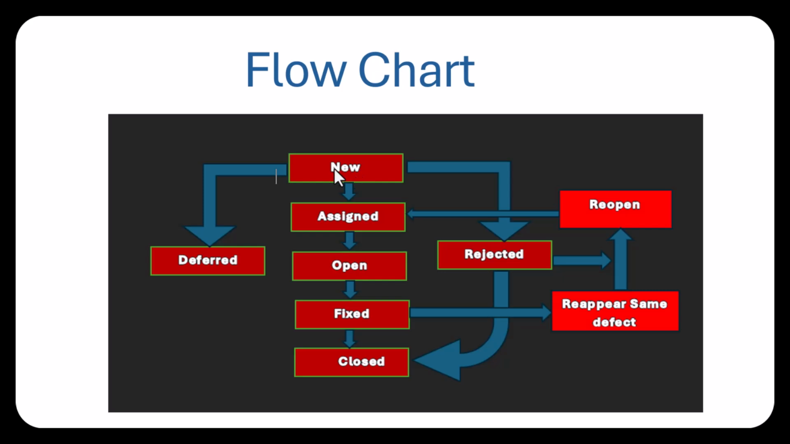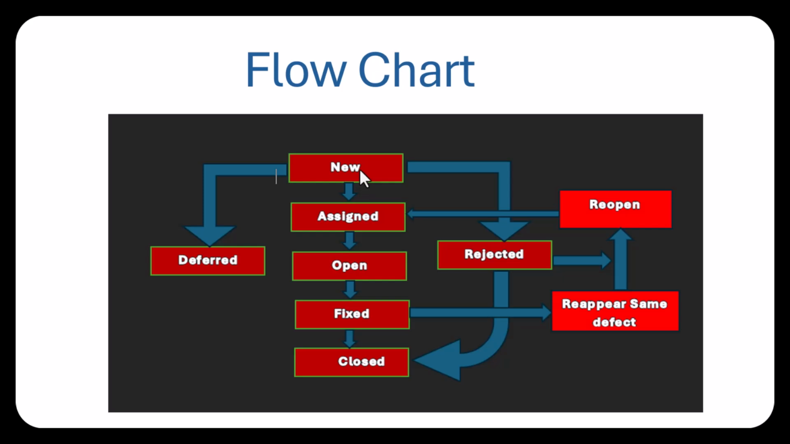Then there is another one. Suppose a new defect is raised and when it is assigned, it gets rejected. Maybe that is a data issue or an environment issue or some kind of issue, whatever it may be, that defect is not a defect. At that time, the development team can reject that defect, and directly from the rejected state, either the development people or the testing people can close it. Okay, that is done.